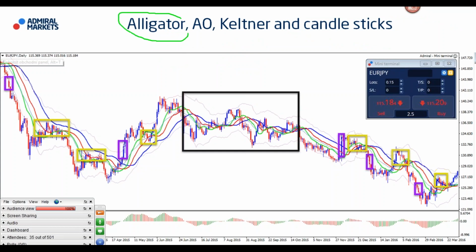So Alligator is trend. AO is momentum and divergence, for instance. And of course, Keltner is decision zone, and candlesticks is trigger. So each has their own role, like this. And I think that even using a couple of indicators like this is perfectly fine when we are looking at all these steps. So this is a bit more crowded, maybe, but each has its own specific role and should be fine.